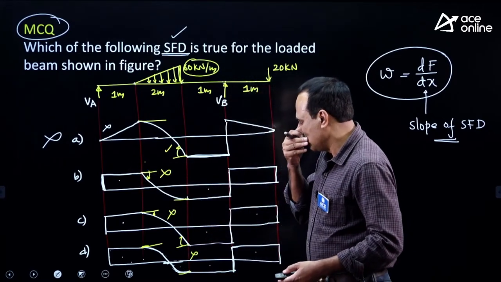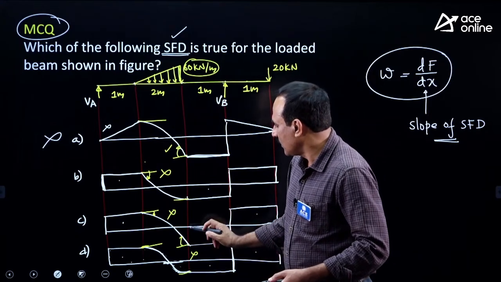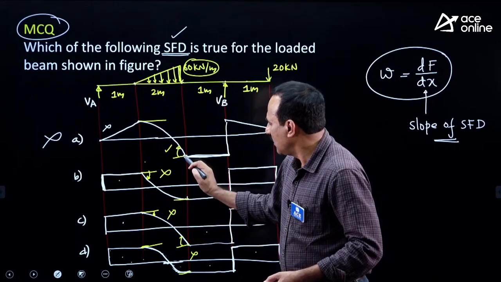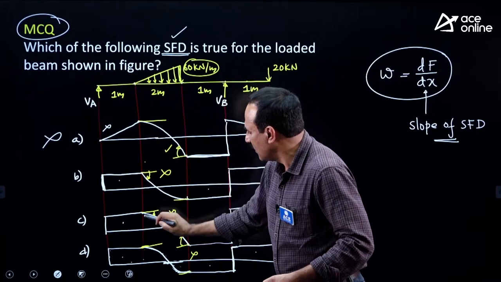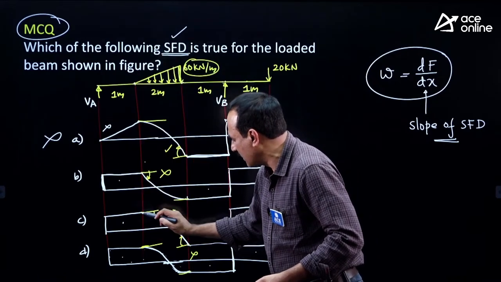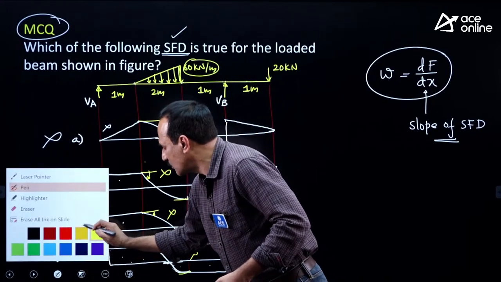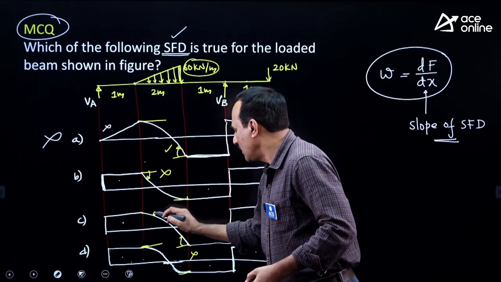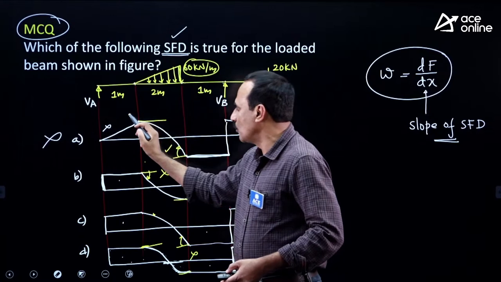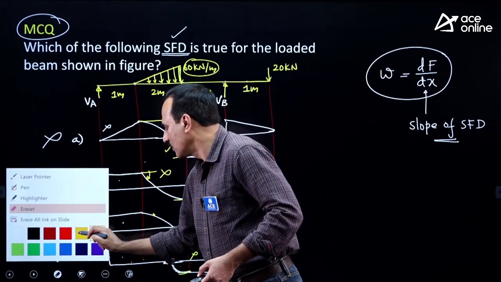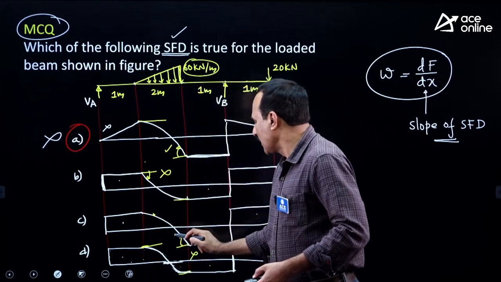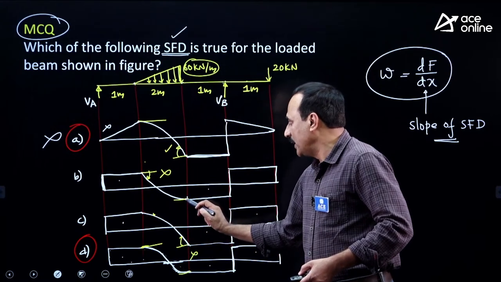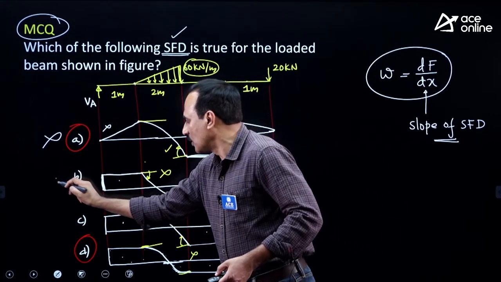Which one? So this is wrong. This is wrong. So here slight slope is there, actually speaking. Slight slope, it is mentioned there. Actually speaking, this is ruled out. This is ruled out means don't see this. Completely ruled out. This is also completely ruled out. This is also zero slope here, but high rate of loading. This is also ruled out here.